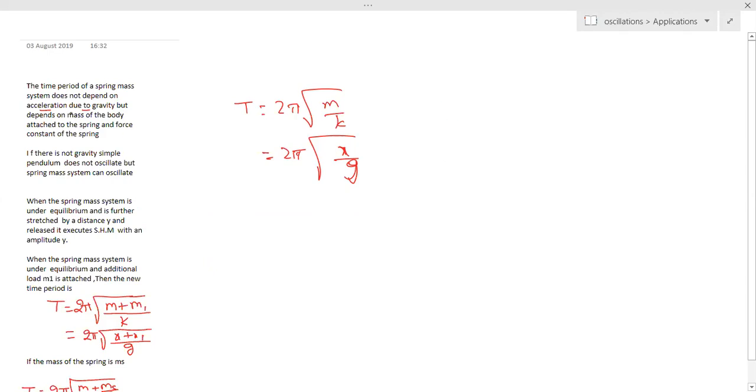SHM. Okay, now if you see this expression, 2 pi root x by g, it seems that time period depends upon g. It appears that time period depends upon g. But the point is, time period of the spring mass system does not depend upon acceleration due to gravity.